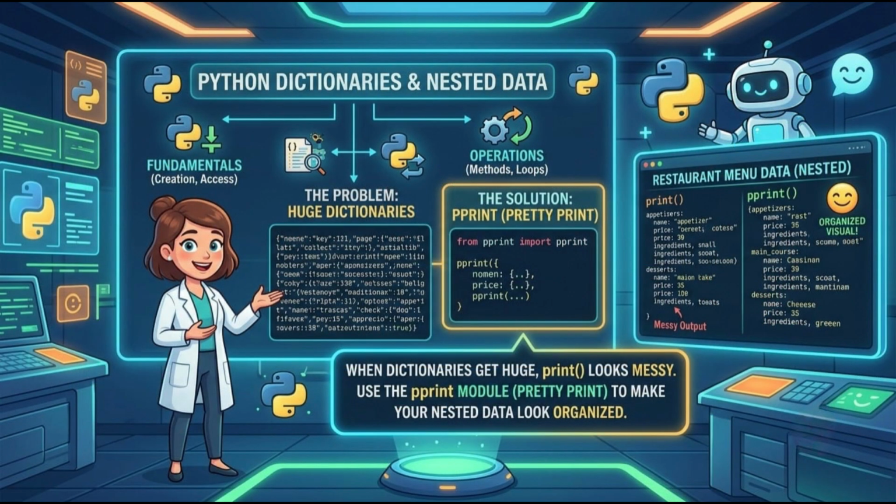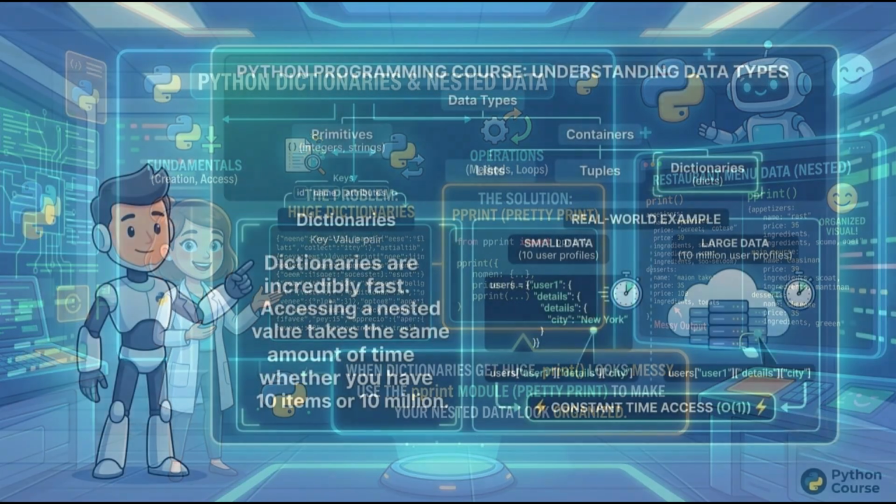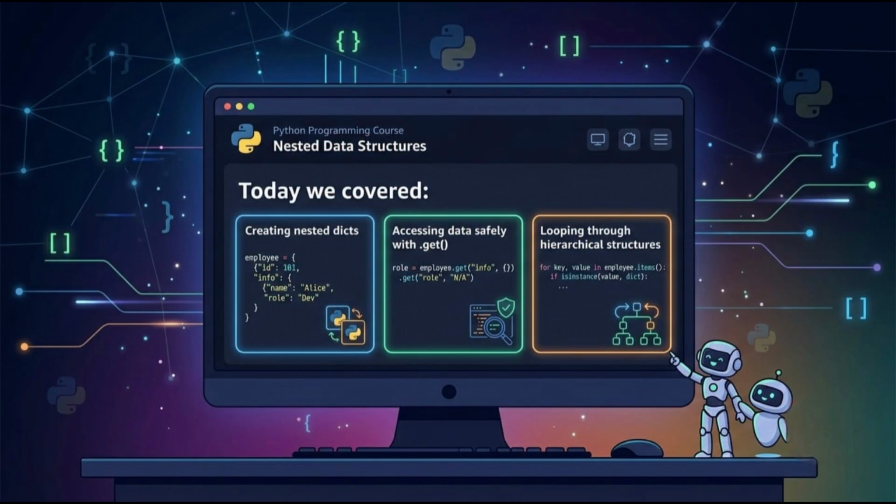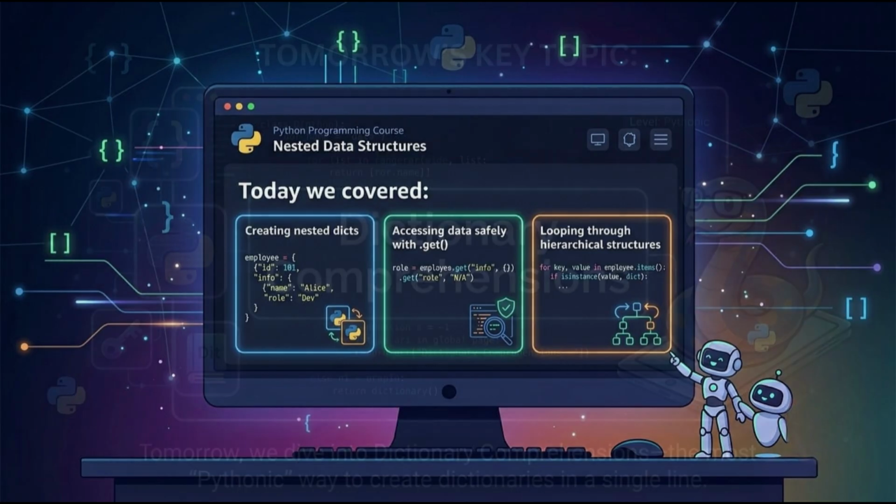When dictionaries get huge, print looks messy. Use the pprint module, pretty print, to make your nested data look organized. Dictionaries are incredibly fast. Accessing a nested value takes the same amount of time whether you have 10 items or 10 million. Today we covered creating nested dicts, accessing data safely with .get, and looping through hierarchical structures.